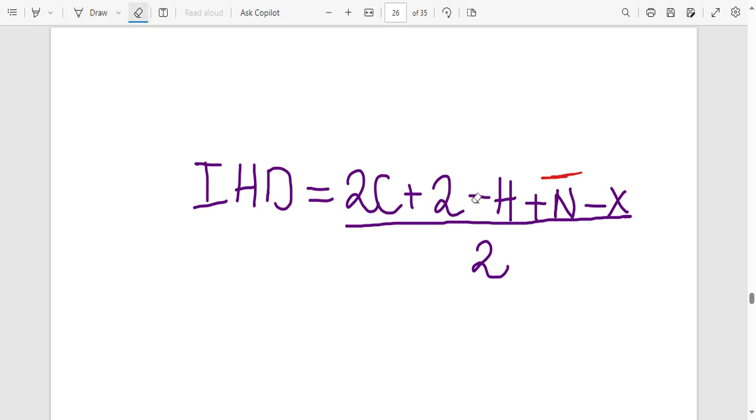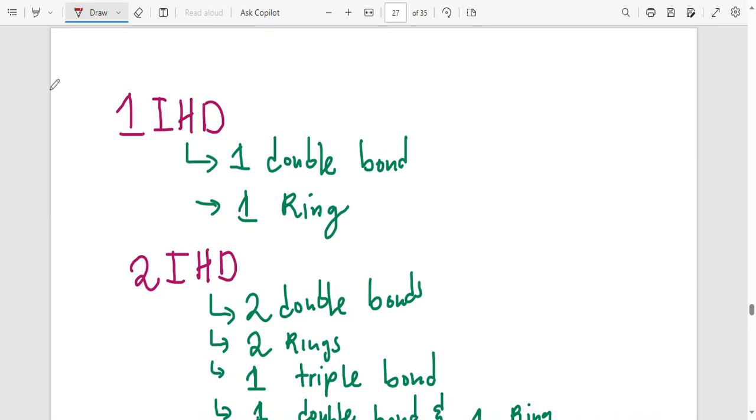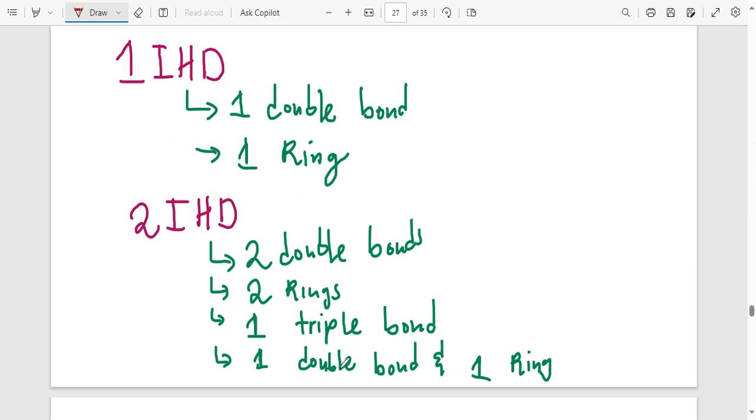Group 6, they don't affect IHD. That's why you can't see oxygen here. If you have got a compound that has got oxygen, IHD will not be affected. If you find that your IHD is 1, it means that you have got one double bond or you have got one ring. IHD of 2 means that you have got two double bonds in the same molecule, or you have got two rings, or you have got one triple bond. Two IHDs is one triple bond. Or it means that you have got one double bond and one ring.